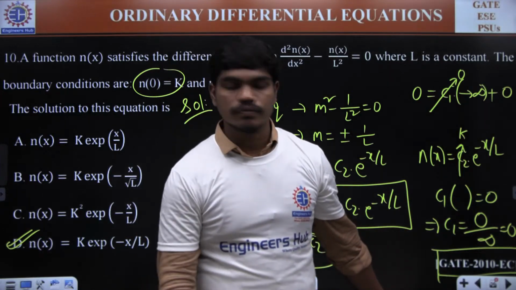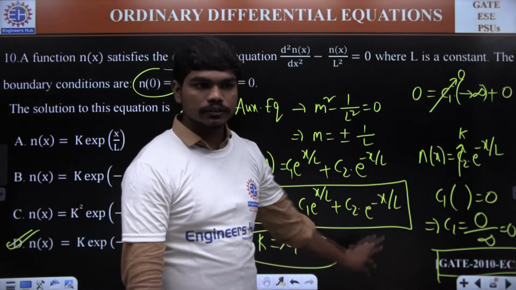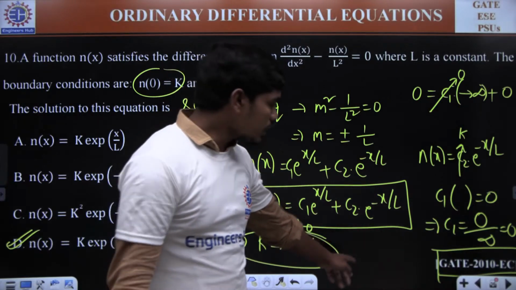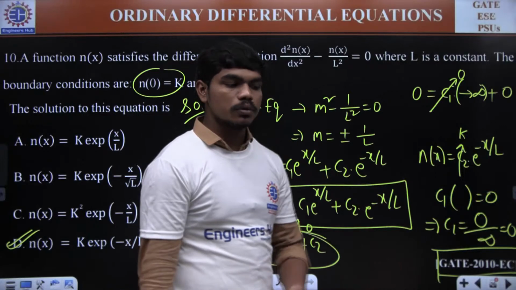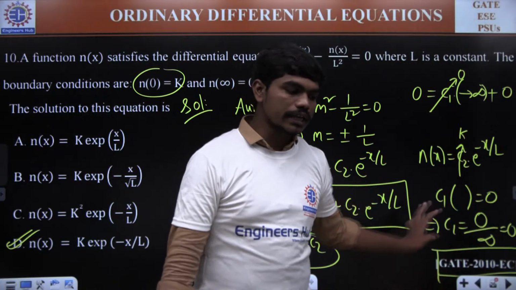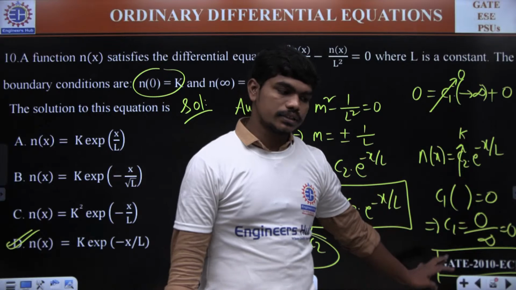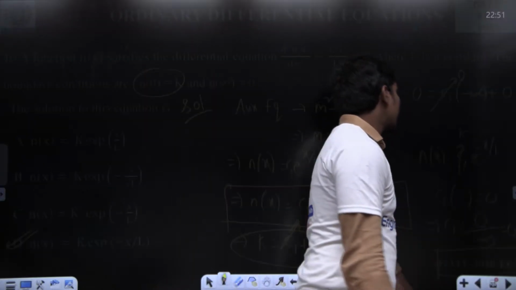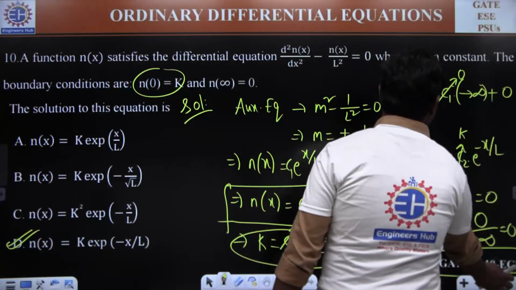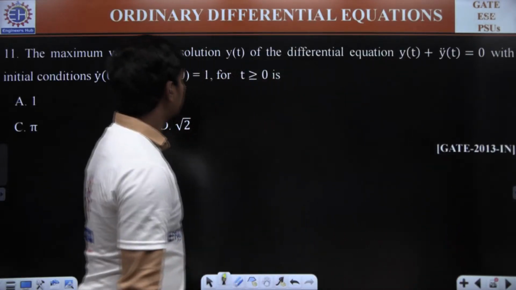Did you all get this when you were trying to achieve the solution for this problem? How many of you got this solution, n of x is equal to k into e power minus x by L, before I solved the actual answer? Got this? Yes, good. So let us solve a few more questions before today's class ends. Yeah, please try to solve this.